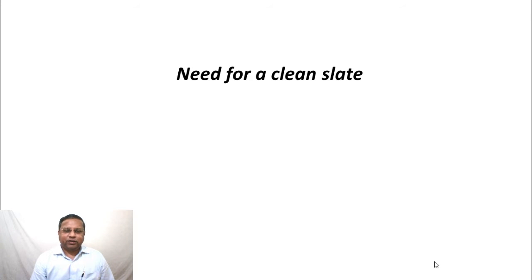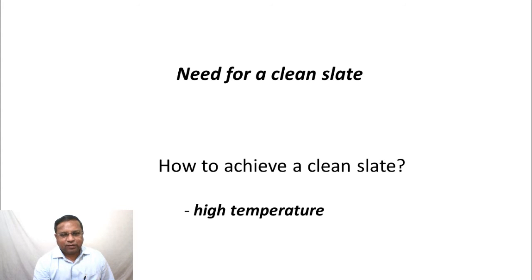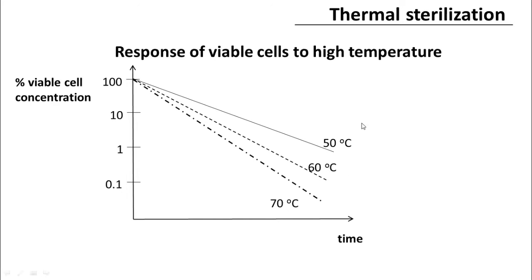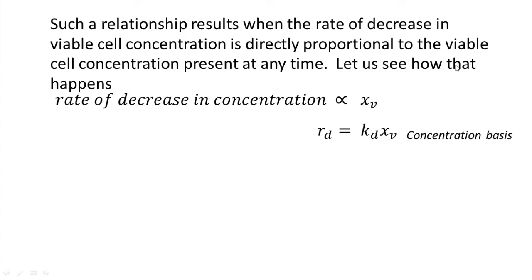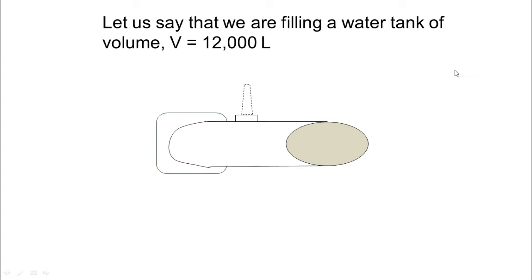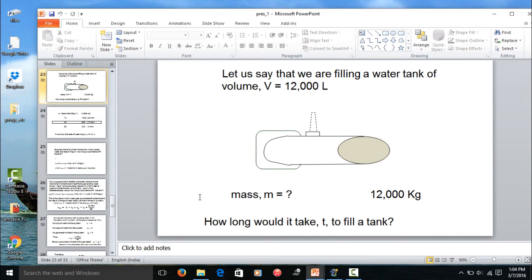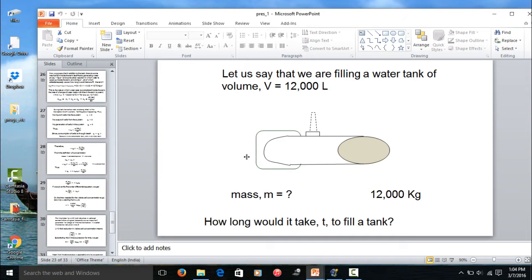Then we looked at the need for a clean slate. First we kill all the microorganisms in the bioreactor, then introduce the microorganisms of interest so that they can grow well and produce the product of interest to us. Some of the means of achieving a clean slate are high temperature, chemicals, and radiation. We looked at some kinetics corresponding to the high temperature sterilization or thermal sterilization, the concept of decimal reduction time, the basis of that. I will not get into those details in the summary. We looked at the material balance basics and so on.